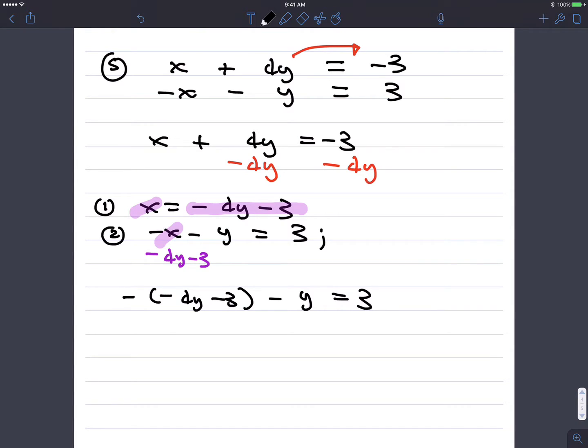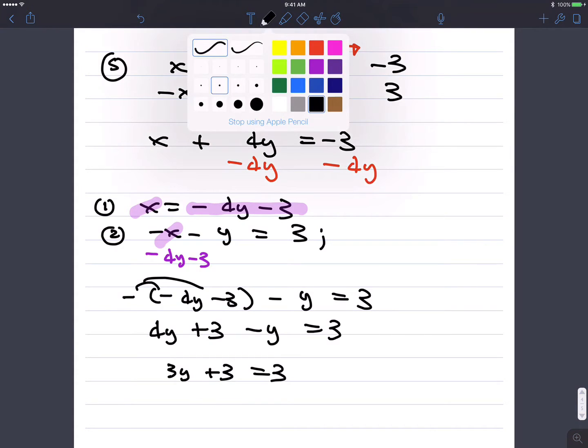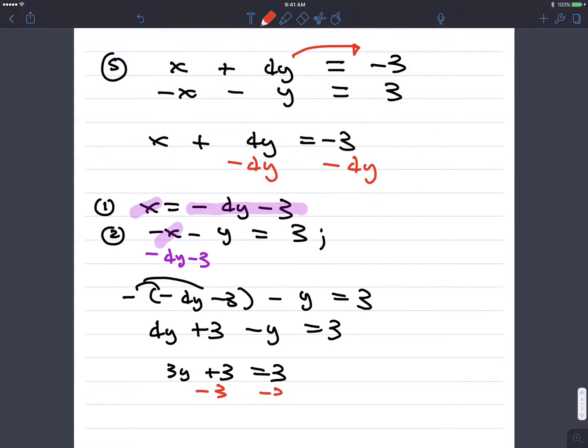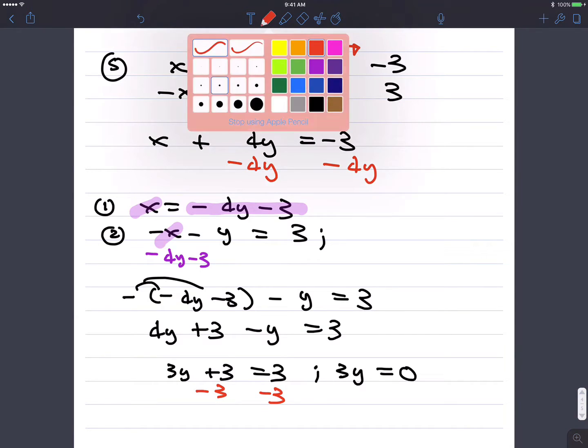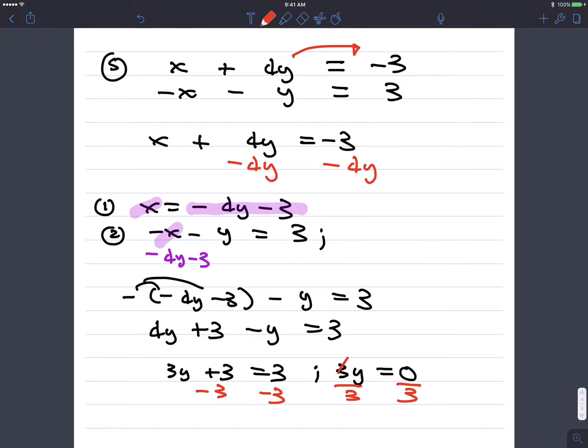Or I should say distribute this negative sign, we get 4y plus 3 minus y is 3. Or we should say we get 3y plus 3 is 3. Let's subtract 3 from both sides. We end up with 3y equals 0. Divide by 3 on both sides. We'll get y equals 0.